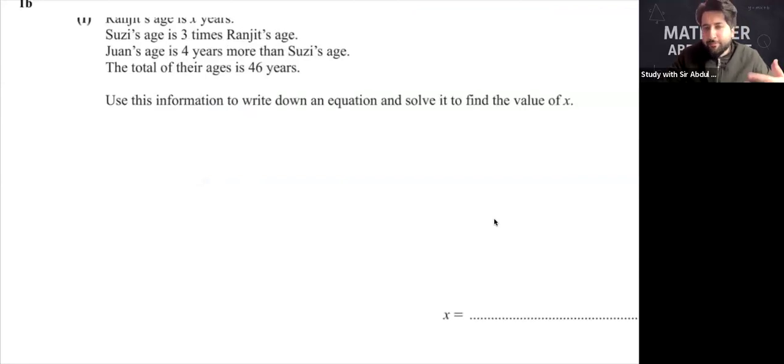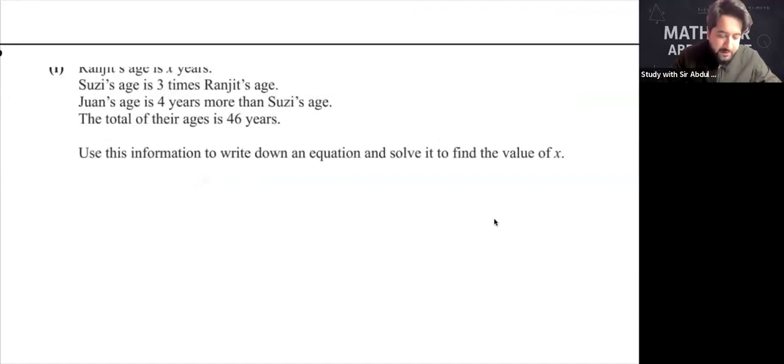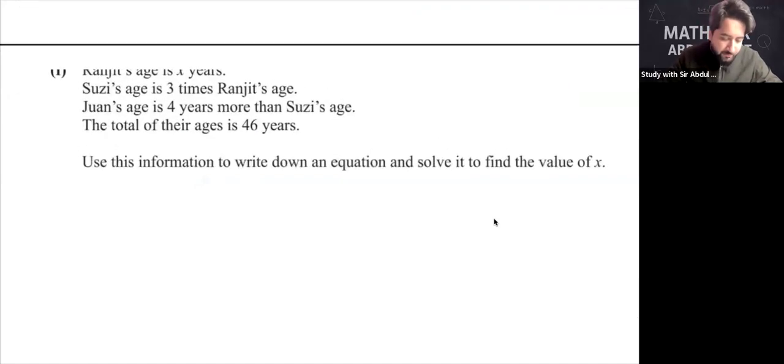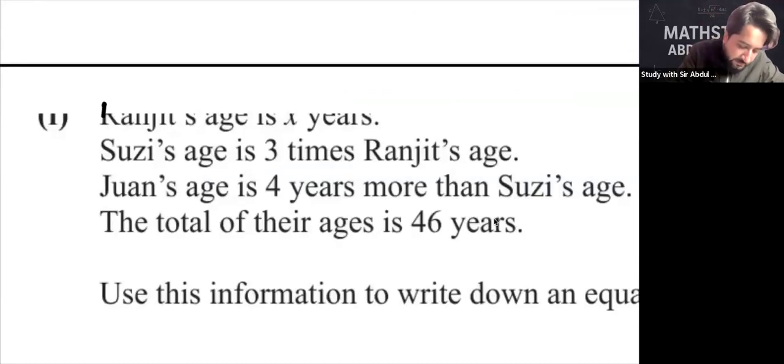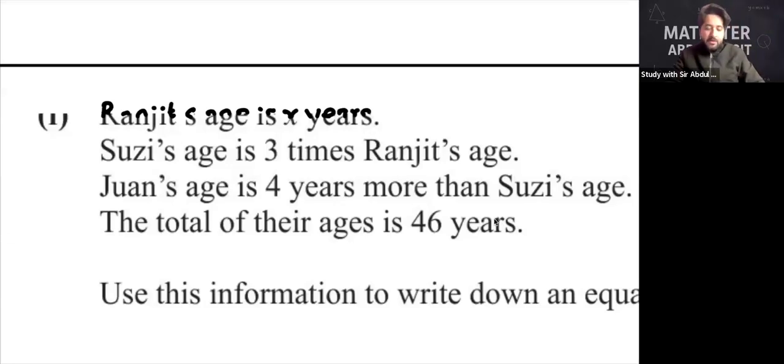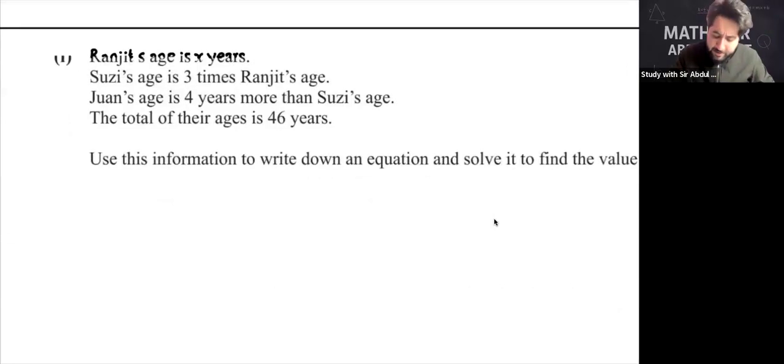So let me just make an expression and equation. Okay. Understanding the sentence is very much important. For example, some letters are missing. It's Ranjit age is X years. Okay, guys. Ranjit age is X years.